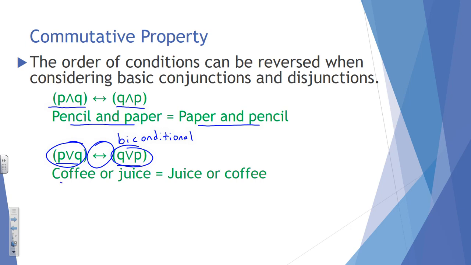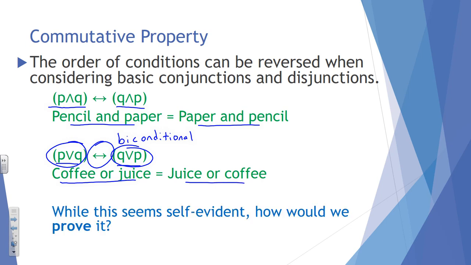If you are offered either coffee or juice, it's exactly the same as being offered juice or coffee. Now that might seem pretty self-evident, but the question is, how do we prove that those two things are true? Because there's lots of things in logic that don't always seem true, or our intuition can mislead us. Well, we would use a truth table.